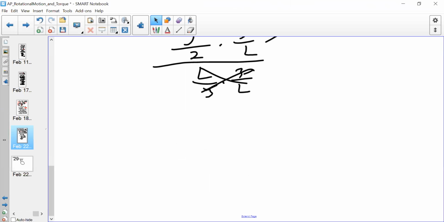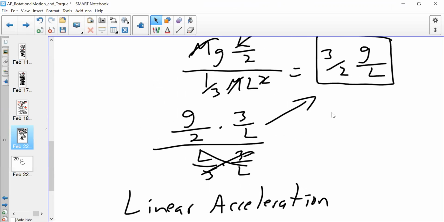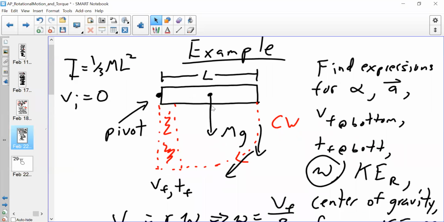Therefore, the linear acceleration of the system. Now we got to be careful when we're trying to talk about linear acceleration. Are we talking about the linear acceleration of this mass point, any mass points? Because the linear acceleration is going to be contingent on the distance a particular mass is from the pivot. So the linear acceleration at this point is going to be different from the linear acceleration at this point. And it's actually going to be double at this point versus the center of mass.